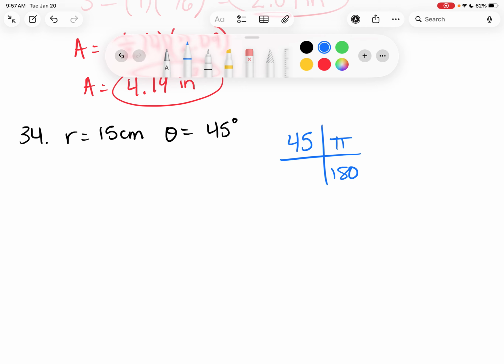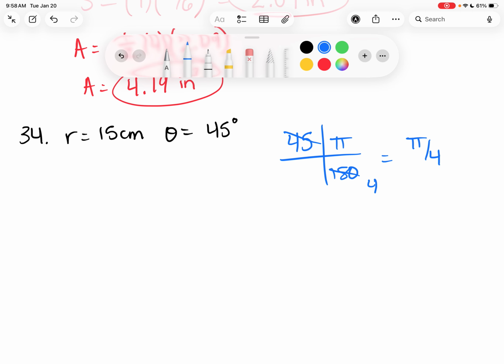How many times does 45 go into 180? 9. No, I don't know. It's 4. Same thing. How do y'all do that? I was thinking 9. What is 45 plus 45? 90. 90 times 2 is 180. Yeah, 180. I was thinking... Oh my. So, in radians, this is pi over 4.